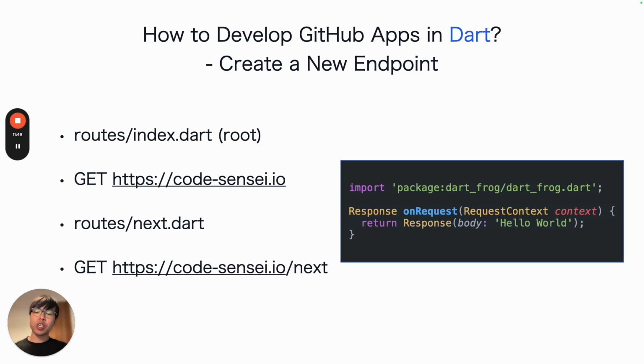After creating a new project by running dart_frog create, an index.dart file is generated. There is one onRequest function. Please think of it as a kind of main function for a Flutter or Dart project. If the domain is called sensei.io and you send a GET request, this function will be triggered or called. If you want to create a new route, please create next.dart. Since Code Sensei is a simple GitHub app, I will use index.dart.